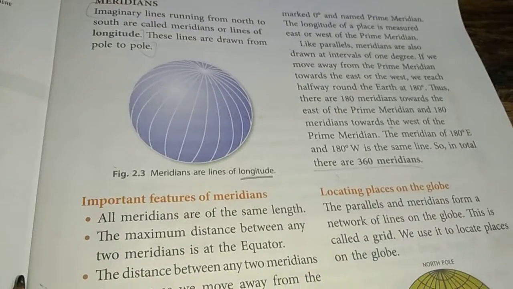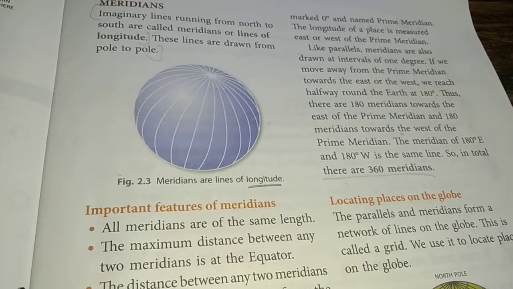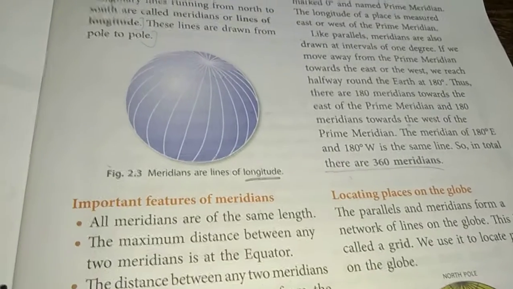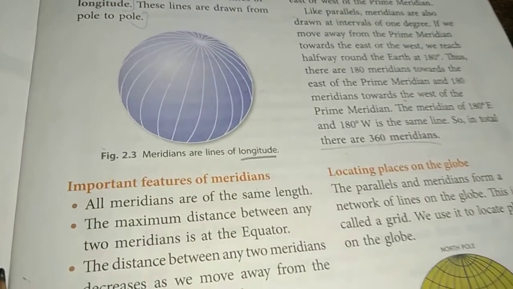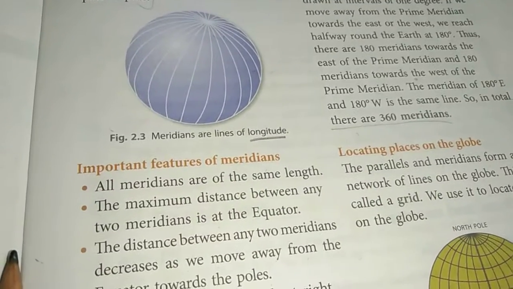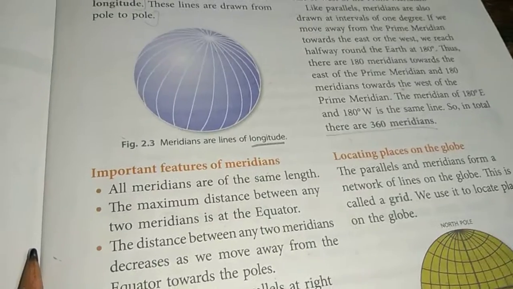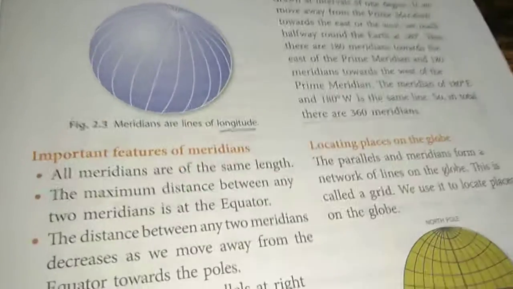We reach halfway around the earth at 180. Thus, there are 180 meridians towards the east of the prime meridian and 180 meridians towards the west of the prime meridian. The meridian of 180 degrees east and 180 degrees west is the same line. So, in total, there are 360 meridians.